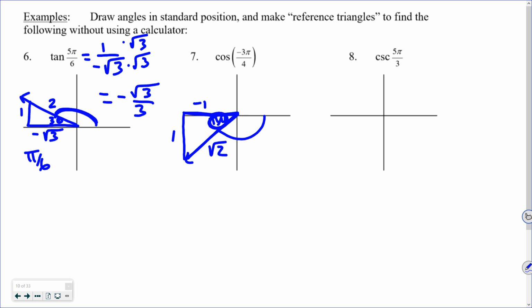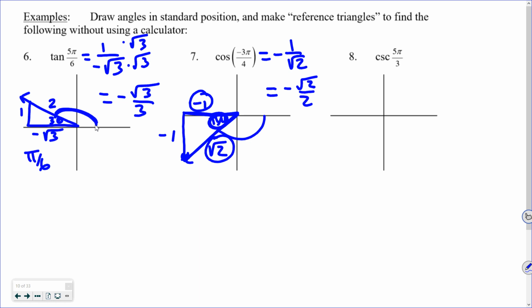I'm going to the left, so negative 1. This point down here, right? I'm going down, so negative 1. Cosine is adjacent over hypotenuse. That's the adjacent, that's the hypotenuse. So it'd be negative 1 over the square root of 2. Which again, if you rationalize the denominator, times by the square root of 2, you'd end up with negative square root of 2 over 2. Either one of those answers is fine.